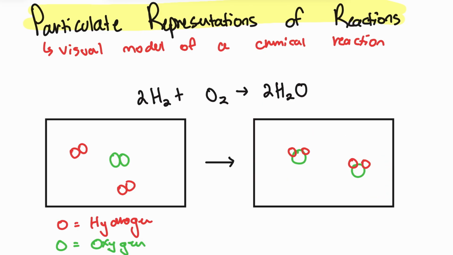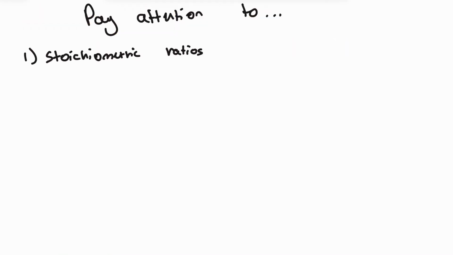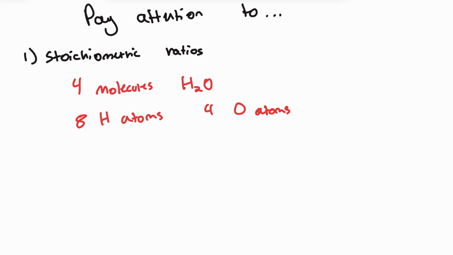If we're drawing a chemical reaction, there's a few things we really have to pay attention to. Starting off, and probably the most important, are stoichiometric ratios. If our problem gives us a set amount of material, for instance, 4 molecules of water as our product, then on both sides of our equation, and in both of our drawings, we need to make sure that we're accurately drawing 8 hydrogen atoms and then also 4 oxygen atoms. This is how we make sure we're going to follow the conservation of mass.